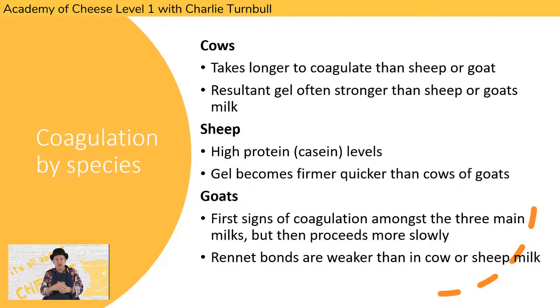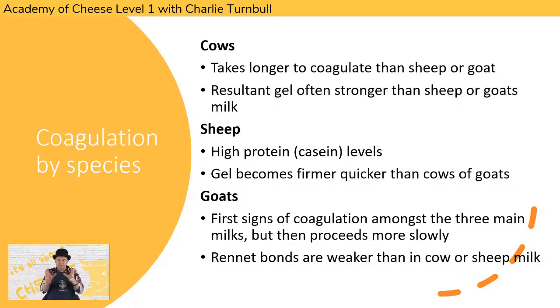Cows are next in line, and really do well. It takes longer than sheep or goat to make those curds form when you put the rennet in, but it's pretty good curd, and you can make really good hard cheeses out of cow's milk, as we all know, because we make it. Goats have lower protein, and it doesn't happen so quickly. You can see a little bit of coagulation quite quickly when you put rennet in, but it just never gets going, if that makes sense. And the rennet bonds are weaker than in cow or sheep milks.